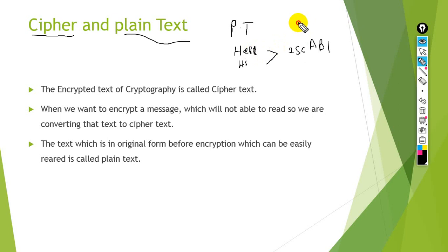But what is this? We have ciphertext, the second one. Ciphertext, here we can say CT. What is ciphertext? Ciphertext can be read but is meaningless text. Okay, so now we will convert this plain text to ciphertext. So the work of cryptography is what? To convert plain text to ciphertext.